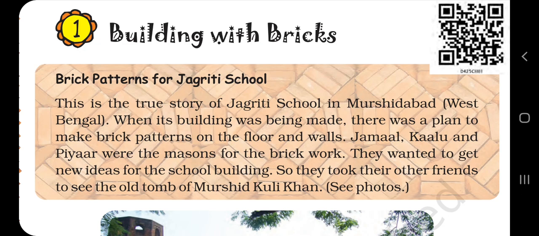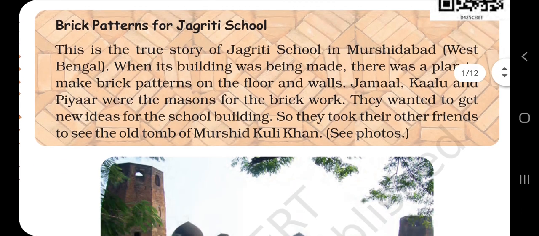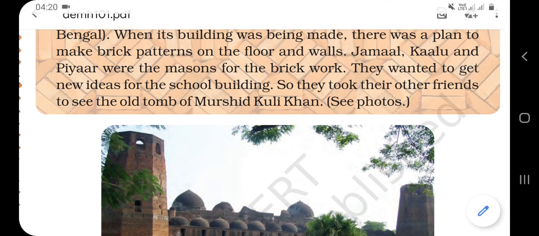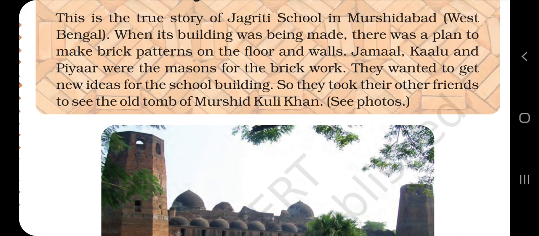When its building was being made, there was a plan to make brick patterns on the floor and walls. Jamal, Kalu, and Pierre were the masons for the brick work. They wanted to get new ideas for the school building. So they took their other friends to see the old tomb of Murshid Kuli Khan.